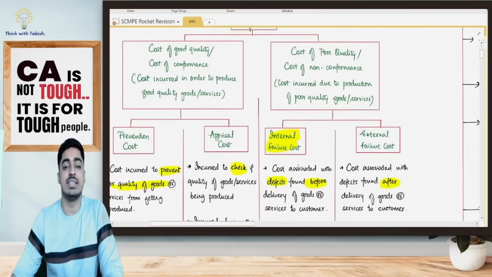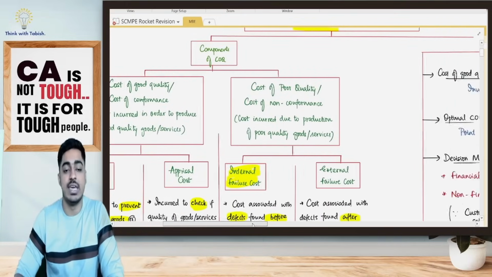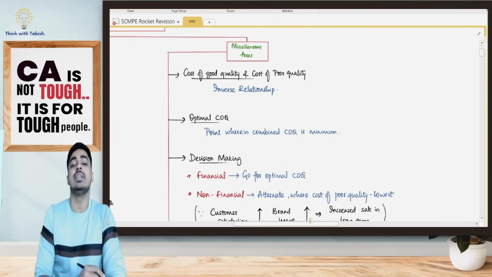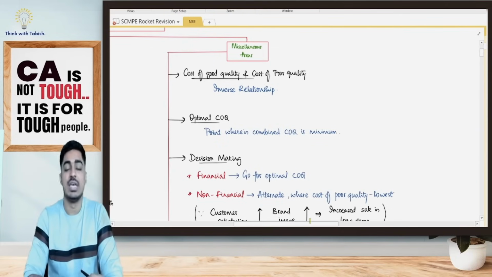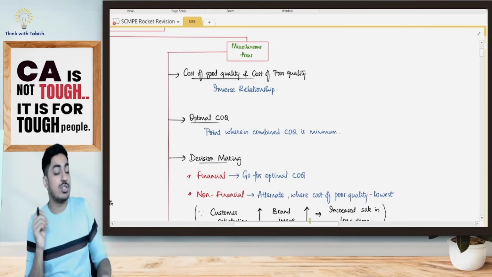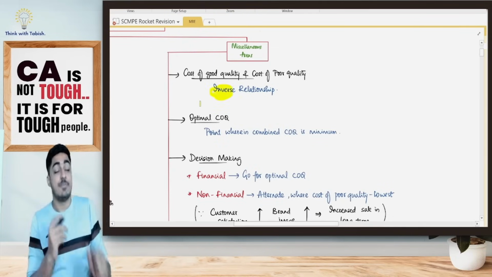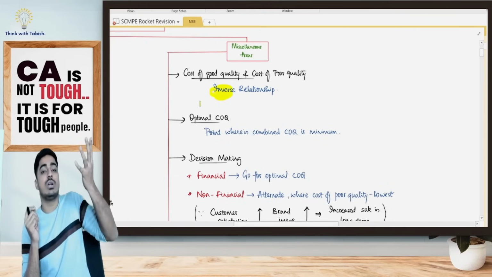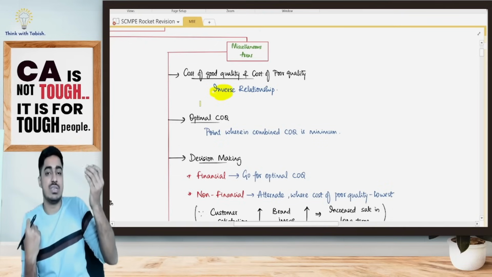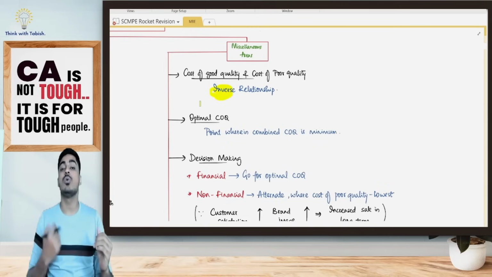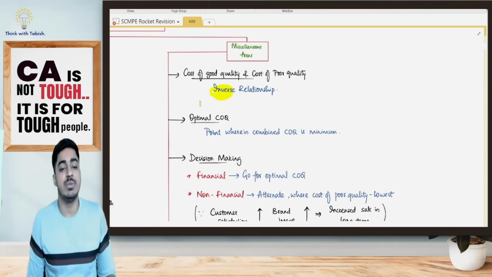Is it clear, everyone? These are the four components of cost of quality: prevention cost, appraisal cost, internal failure cost, external failure cost. Now, what is the relationship between your cost of good quality and cost of poor quality? There is an inverse relationship. If you have incurred more cost for cost of good quality, cost of poor quality automatically reduces. If you have incurred very less cost for cost of good quality, cost of poor quality automatically becomes more.